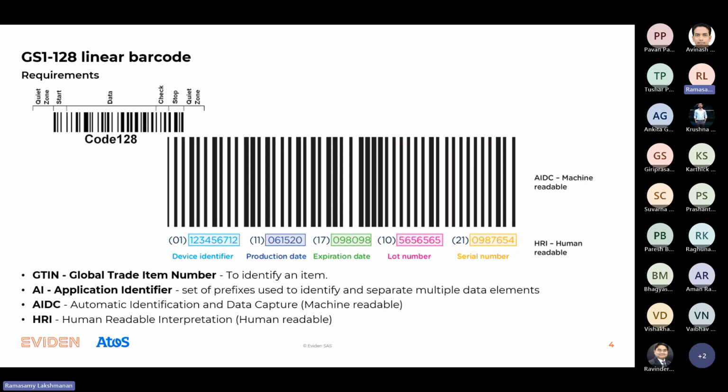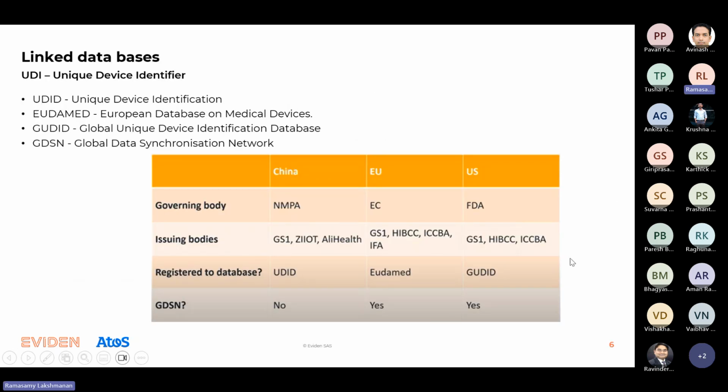If it is implanted in a person, we can trace back that person also, and we can take the preventive measure on what we can do to correct it. So this is a use of UDI. With UDI, we have seen where it is getting registered and what is the overview of EUDAMED, GUDID, and all.